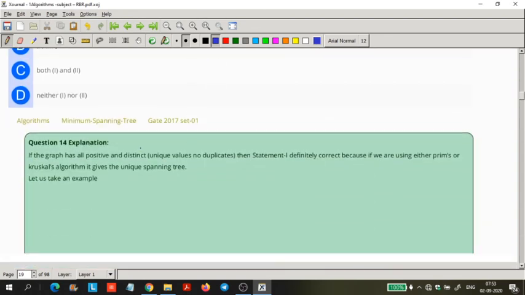If the graph has all positive and distinct unique weights, with no duplicates, then statement 1 is definitely correct, because if we use either Prim's or Kruskal's algorithm, it gives a unique minimum spanning tree. Okay, so the next question.